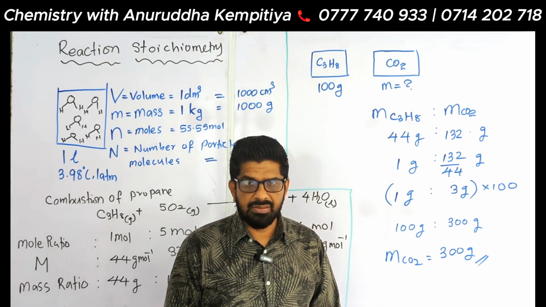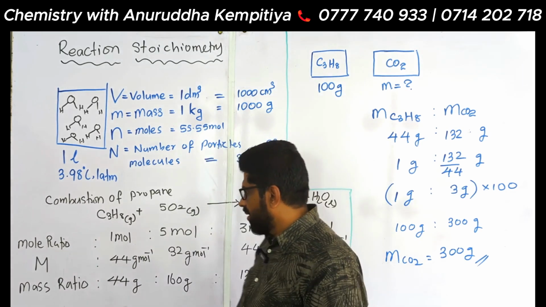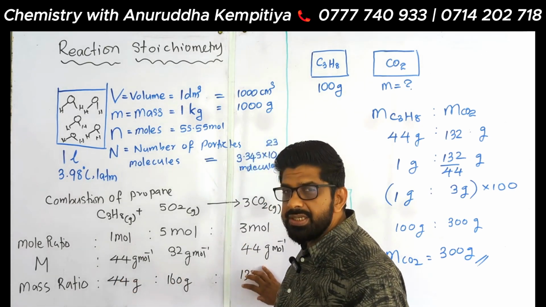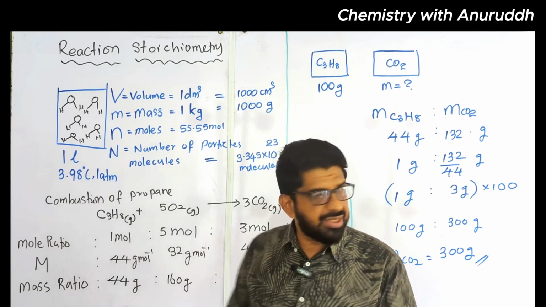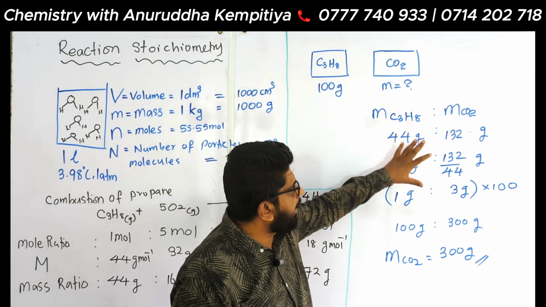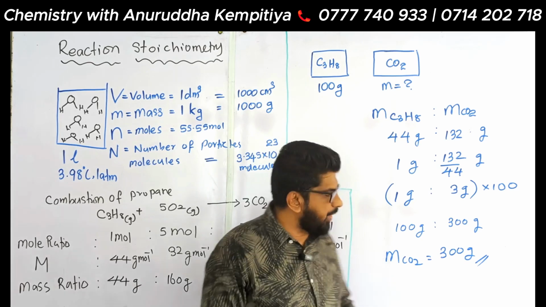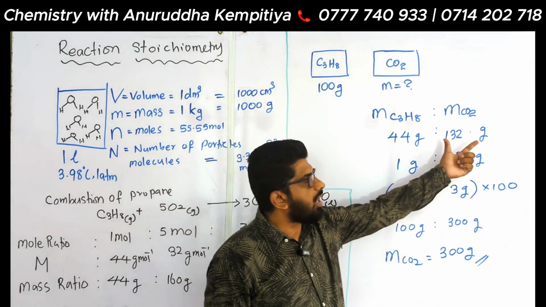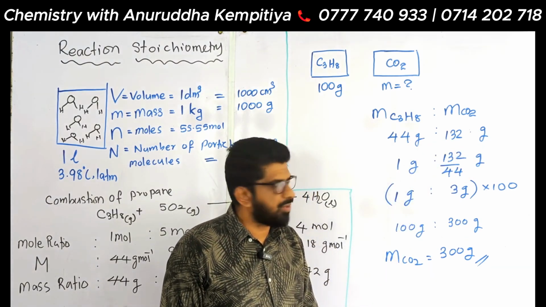That is the question. Right. We can come to the right relationship. So, mass of propane and mass of carbon dioxide. This relationship helps us to do the calculation. So mass of propane 44 grams will produce 132 grams of carbon dioxide. That is the stoichiometric relationship, mass ratio.